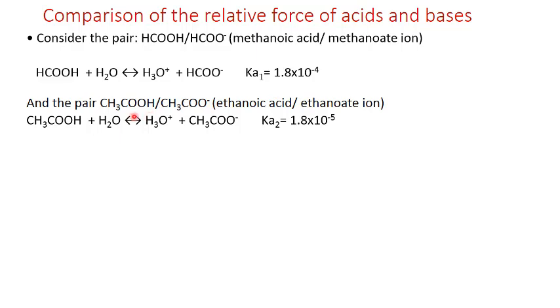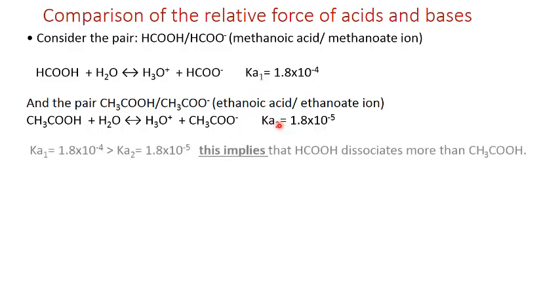Now another pair, which is ethanoic acid, you know it well, and ethanoate, also in a reversible reaction. The corresponding Ka2 for the couple ethanoic acid, ethanoate, is 1.8 times 10 to the power minus 5. Let's compare now Ka1 and Ka2. Look here. Ka1, that of the pair of methanoic acid, is greater than Ka2 of ethanoic acid. What does this imply? This implies that methanoic acid dissociates more than CH3COOH.